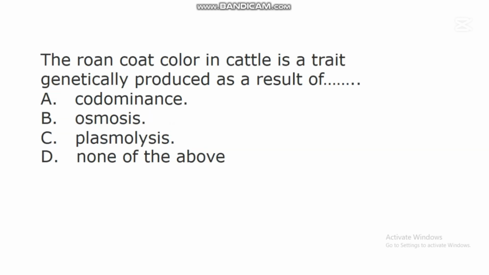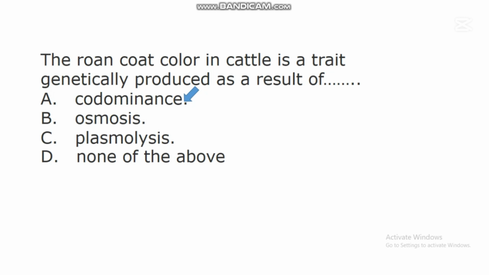The next question says, the roan coat color in cattle is a trait genetically produced as a result of dash. A. Codominance. B. Osmosis. C. Plasmolysis. D. None of the above. In this question, the correct answer is A. Codominance.